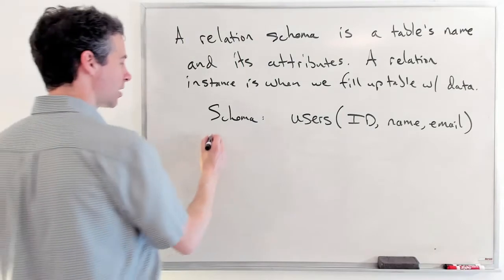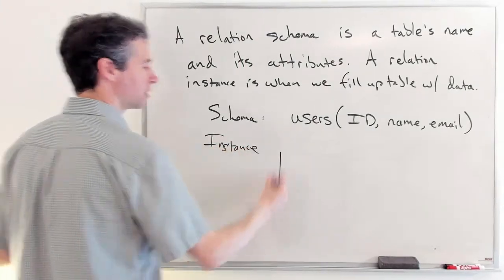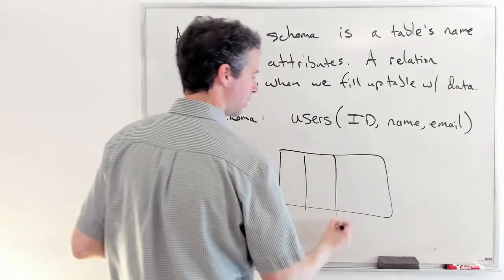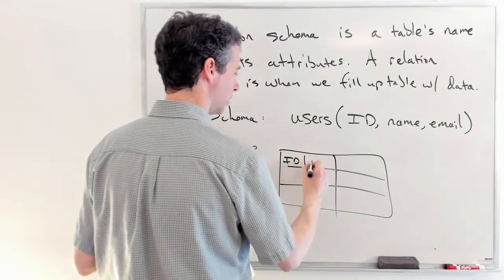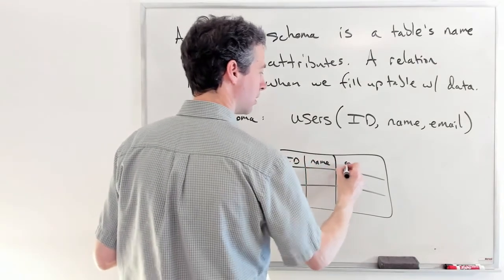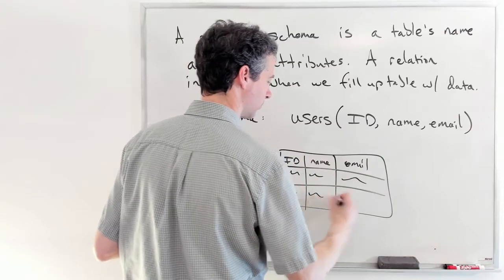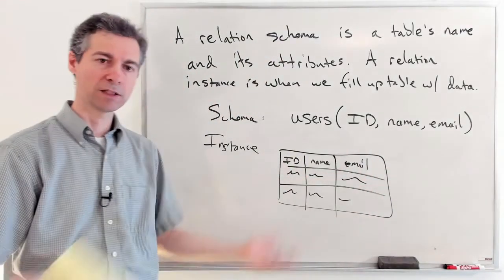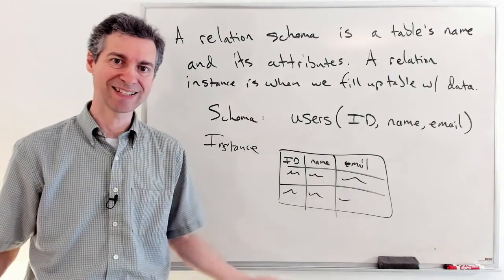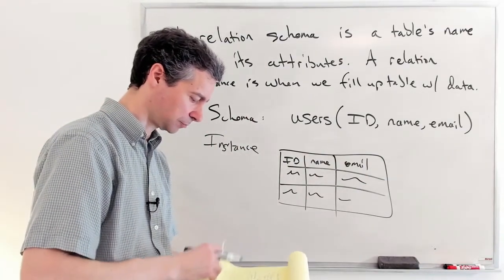Great. And again, the instance is exactly the creation. We've got this table. We've got columns. And we have a bunch of data in it. That is one instance. If we change any of the data, we add any rows, delete any rows, we have a different instance of that relation.